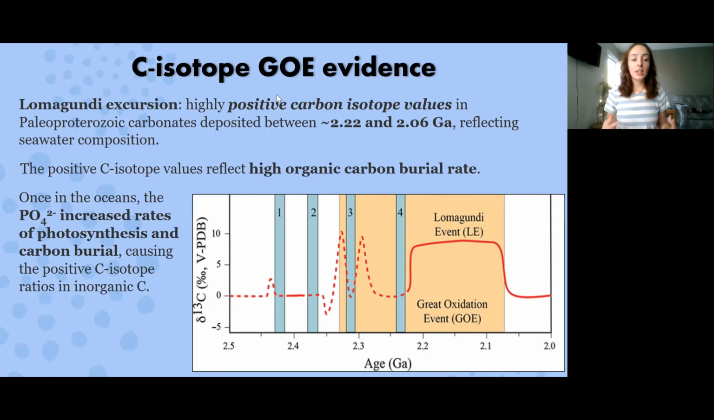And then this phosphate, once having reached the oceans, increased rates of photosynthesis and carbon burial, causing positive carbon isotope ratios in inorganic carbon. If you've seen my carbon isotope video, you know that positive carbon isotope ratios in inorganic carbon mean increased rates of photosynthesis, because organic carbon would have taken up all those really light carbon isotopes and stolen those negative values away from the inorganic carbon. If you don't know what I'm talking about, go watch the carbon isotope video. But anyway, this is what the Lamagundi excursion is and how it also relates to the oxidation of Earth's atmosphere.